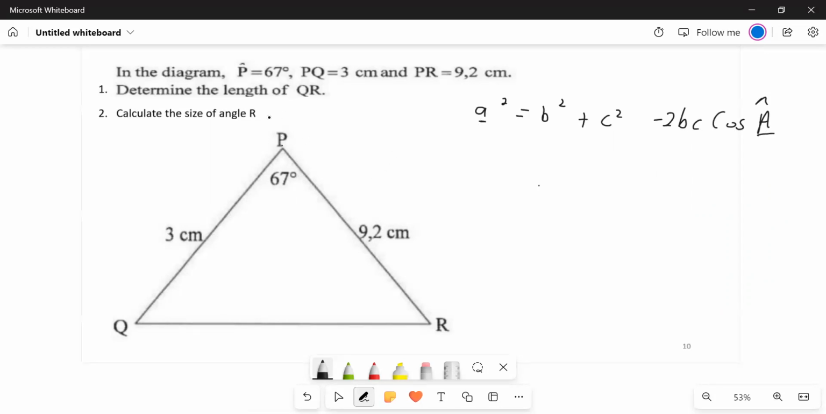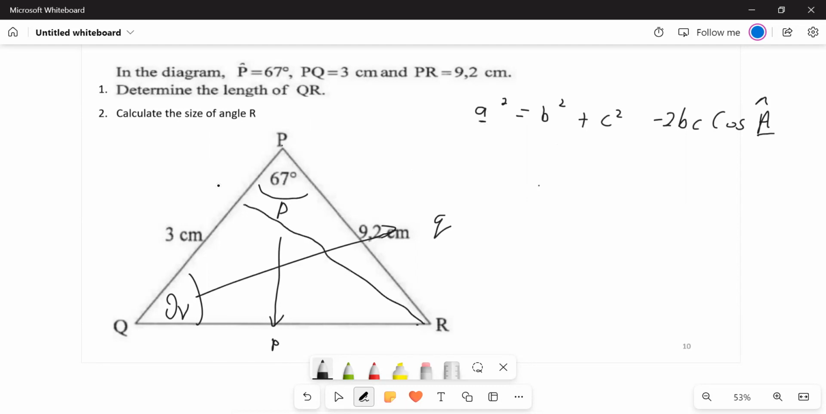We need to rewrite this diagram because it doesn't have A, B, C, so that it has small letters now. Let's do it. This one here we're going to say is capital P. What is going to be this side? This is going to be small letter p. If this one here is Q, what is going to be this side here? This is going to be small letter q. If this one here is R, what is going to be this side here? Small letter r.